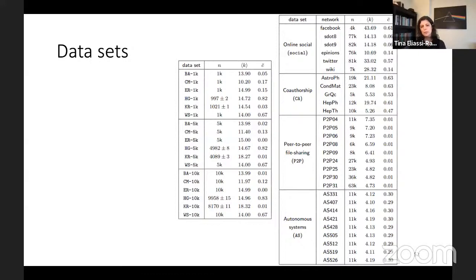We also looked at peer-to-peer file sharing and autonomous systems, and I'll talk about the synthetic graphs when I show you results for the synthetic graphs. But rest assured, we looked at lots of different ones, from Barabási-Albert to configuration model, Erdős-Rényi, hyperbolic, Kronecker, and Watts-Strogatz small world models.